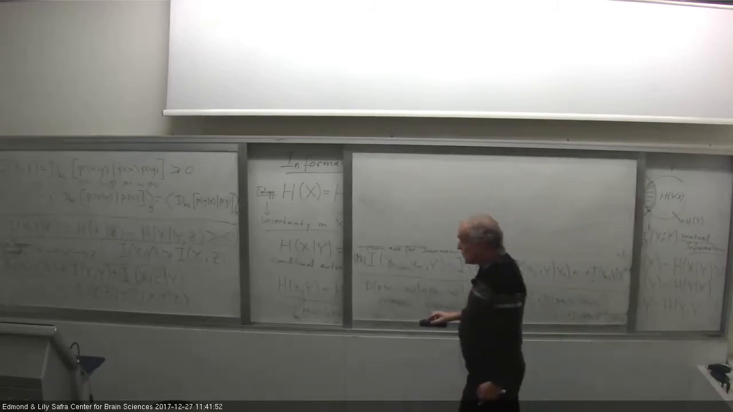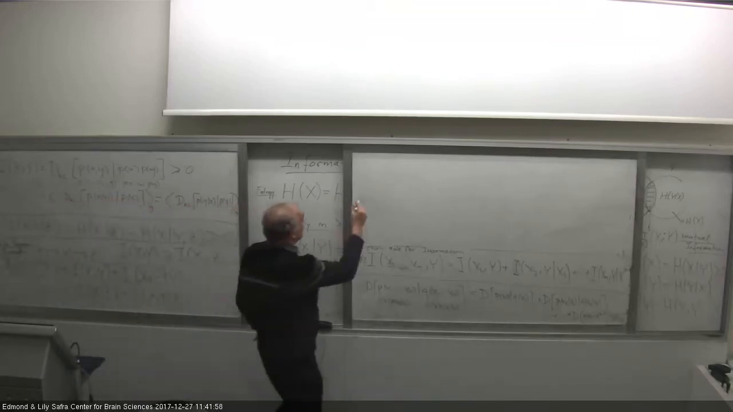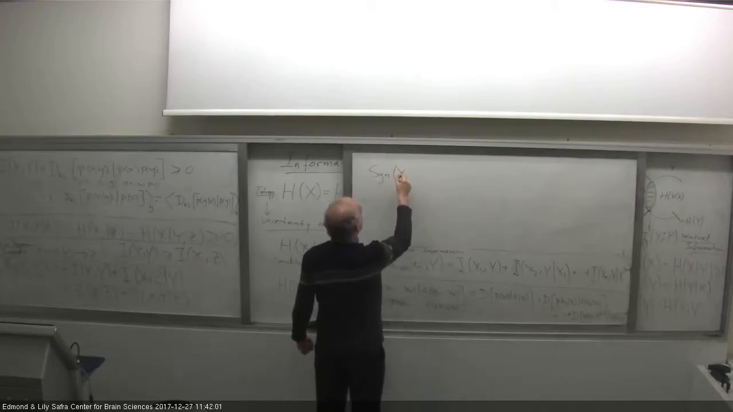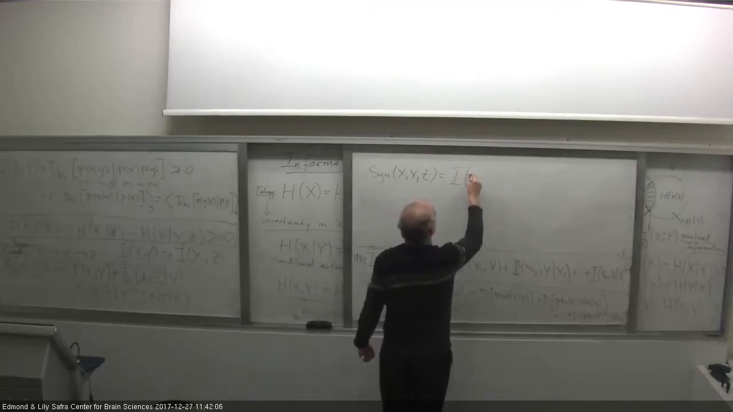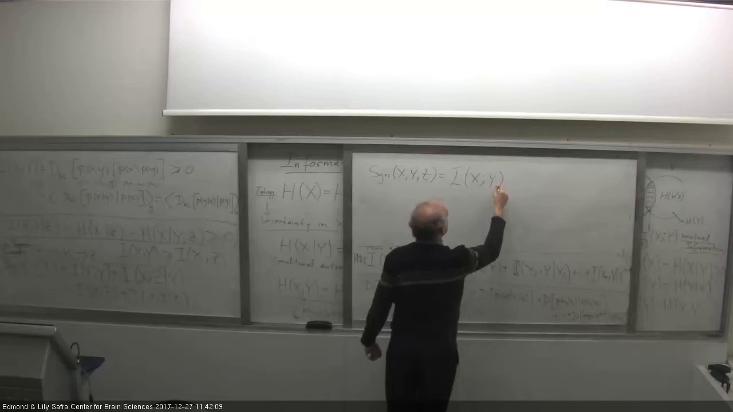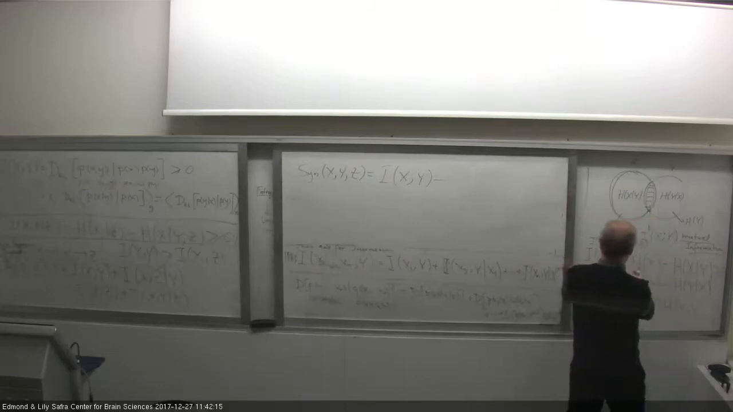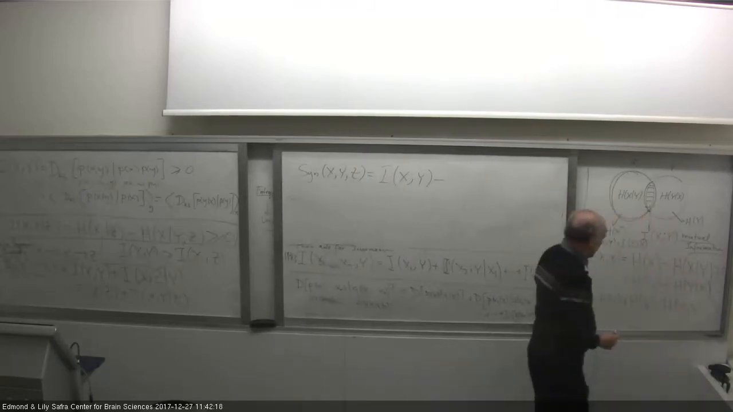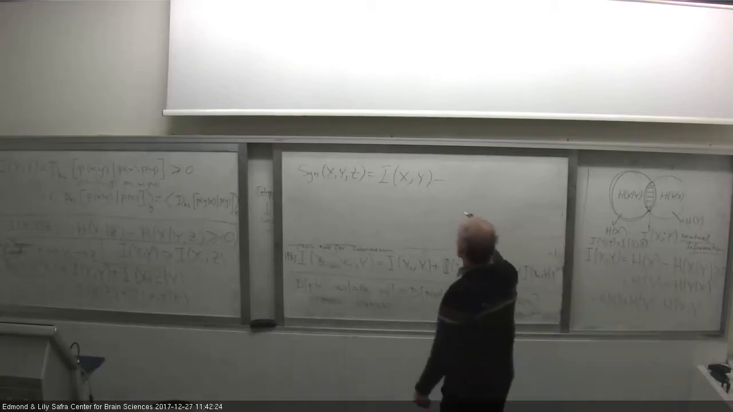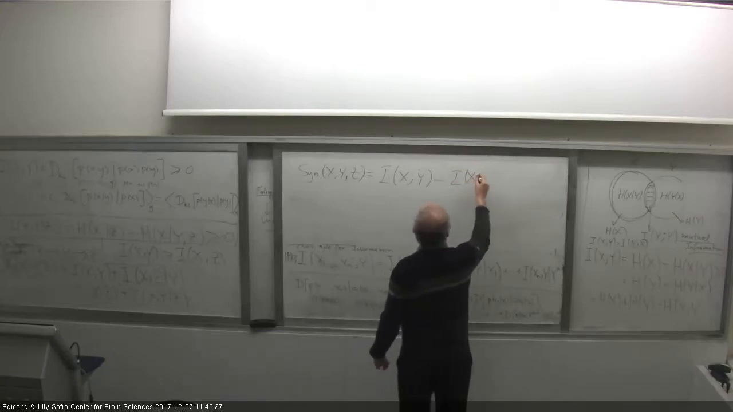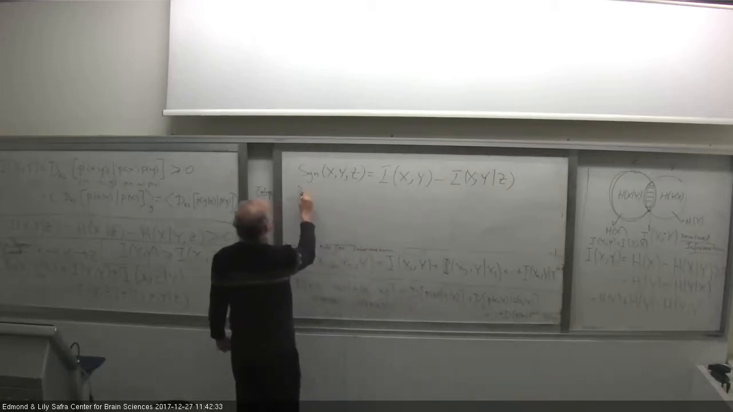So just as I took information to be the difference between entropy and conditional entropy, I can take something which sometimes we call synergy of x, y, and z to be the information between x and y minus... So remember, what I did in the definition of information, I took the entropy minus the conditional entropy. So now I want to take the information minus the conditional information. So this is minus the information of x and y conditioned on z. So sometimes we call it synergy.